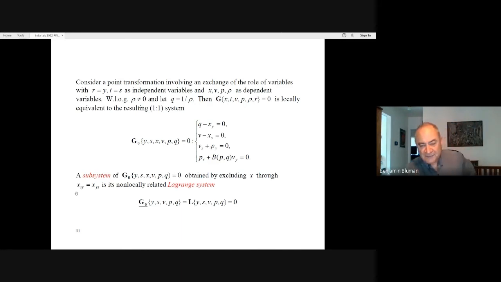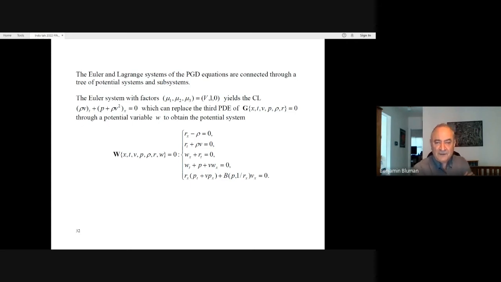Now, a subsystem of G obtained by excluding x through the integrability conditions expressed through here is its non-locally related Lagrange system right here. So that subsystem is in fact exactly the Lagrange system. So here we're going from a conservation law, using the potential system. This potential system basically relates the Lagrange and Euler systems.